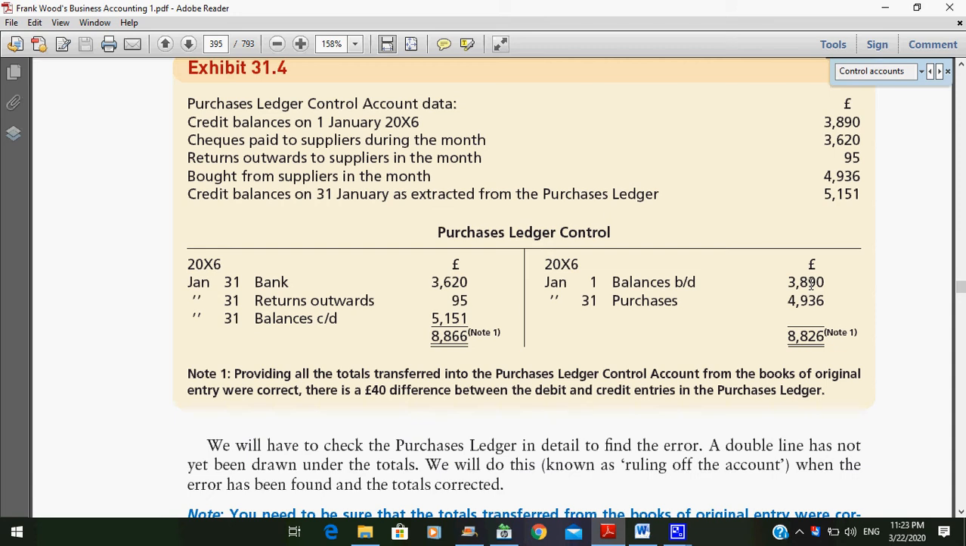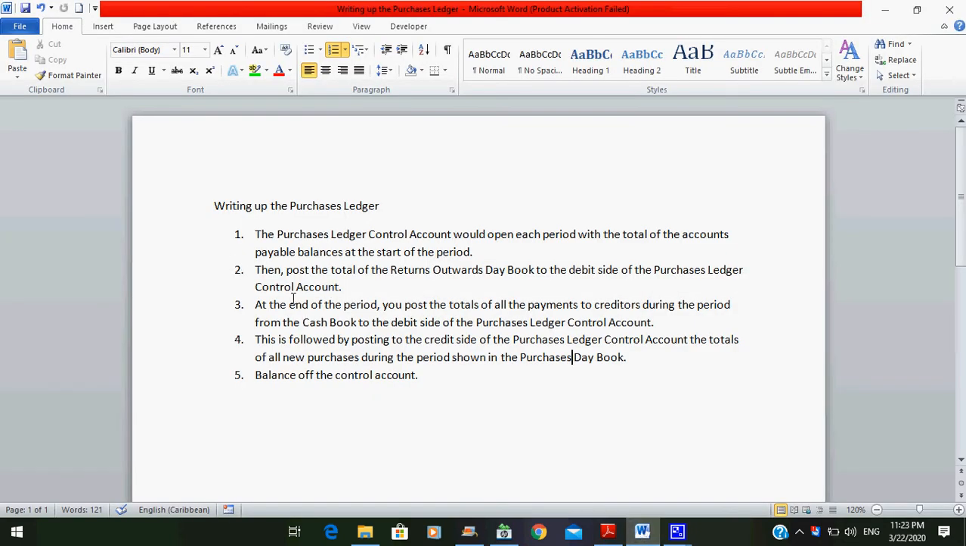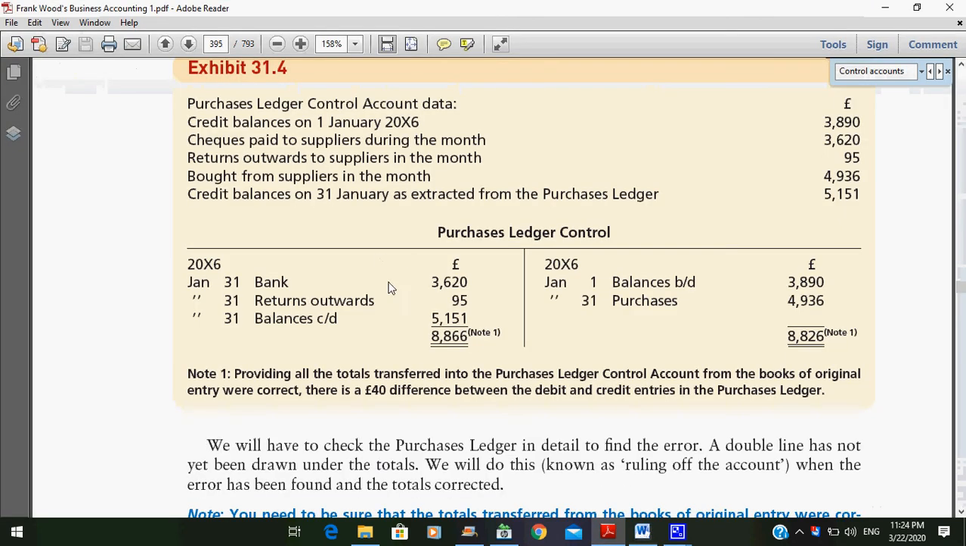Good. Then now, cheques paid to suppliers during the month, 3,620, go where on the debit side. Why? It says at the end of the period, you post the totals of all payments to what? Creditors during the period from the cash book to the debit side of the purchase ledger control account. That's the reason why we post this transaction right here.